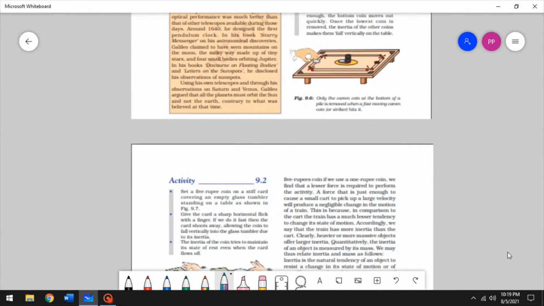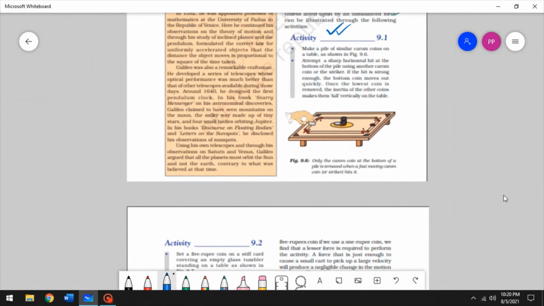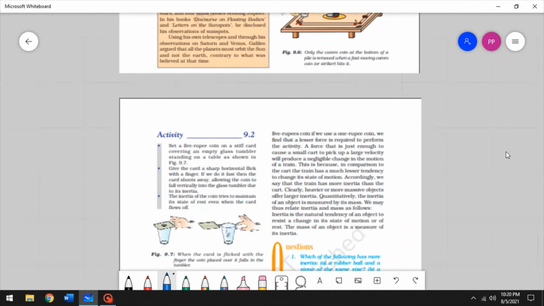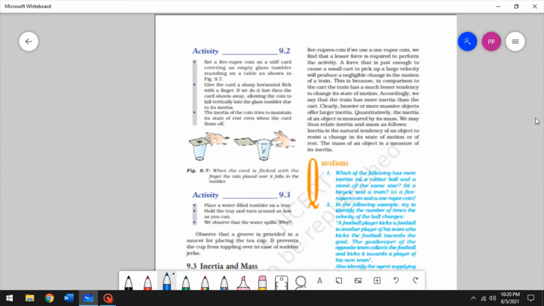And now we have an activity. I think this is the first activity. Yeah, this is the first activity. Very fun activity, I feel. If you don't like carom board, then it's not on me, but I like carom board, so I like this activity. So this is a very fun activity.